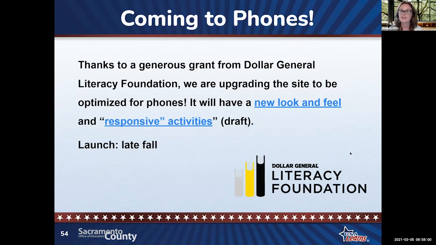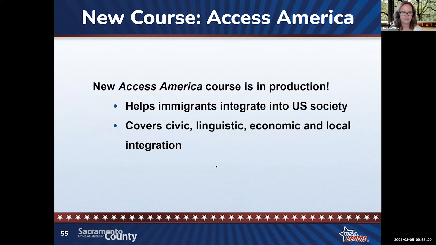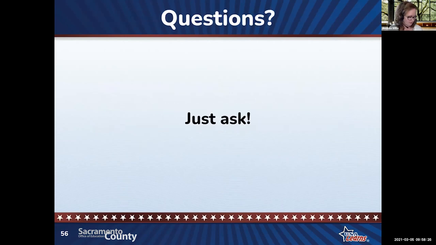Also, I want you to know, very, very exciting, USA Learns in the fall will be upgraded to function on phones. We got a very generous grant from Dollar General Literacy Foundation. So the site's gonna have a new look and feel and will function on phones. So the activities will shift and resize and all that stuff for people who are on phones. Access America course is in production. It will help immigrants integrate into the US society. It will cover civics, linguistic, economic, and local integration. And that is what I wanted to share with you.